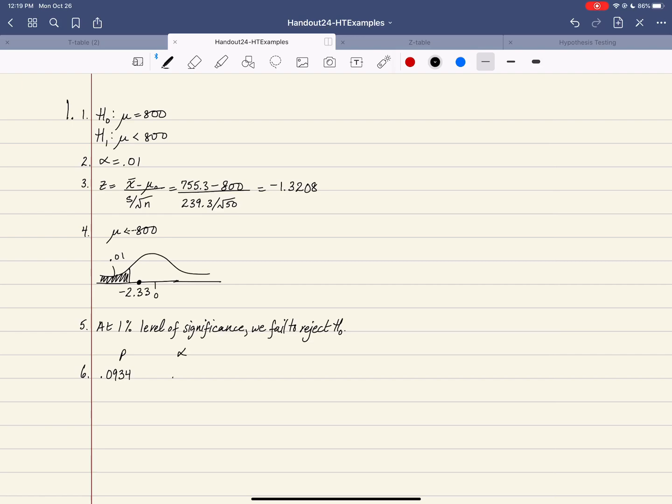And then my alpha here is 0.01. When we compare our p to our alpha, p is greater than alpha. So in this case, we should have failed to reject the null hypothesis. And guess what? We did. So that confirms. All right, let's go on. Let's try another problem. Let's make sure you got the hang of this. So we'll go on to number 2.